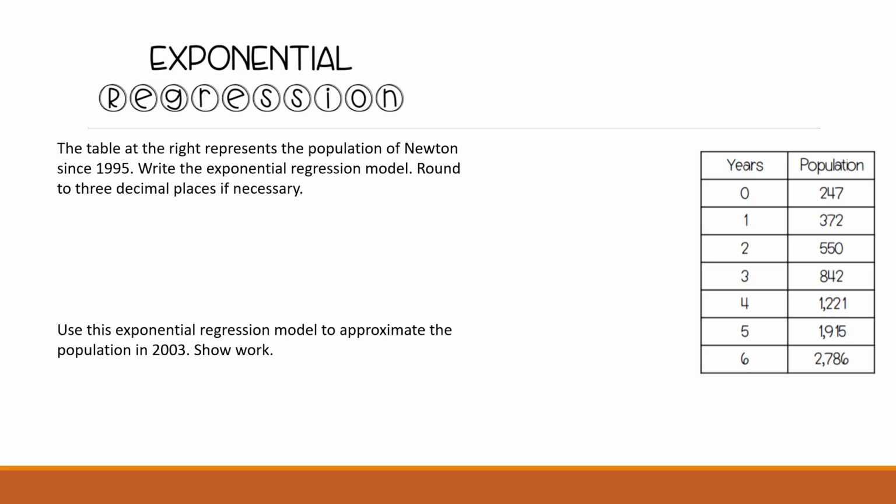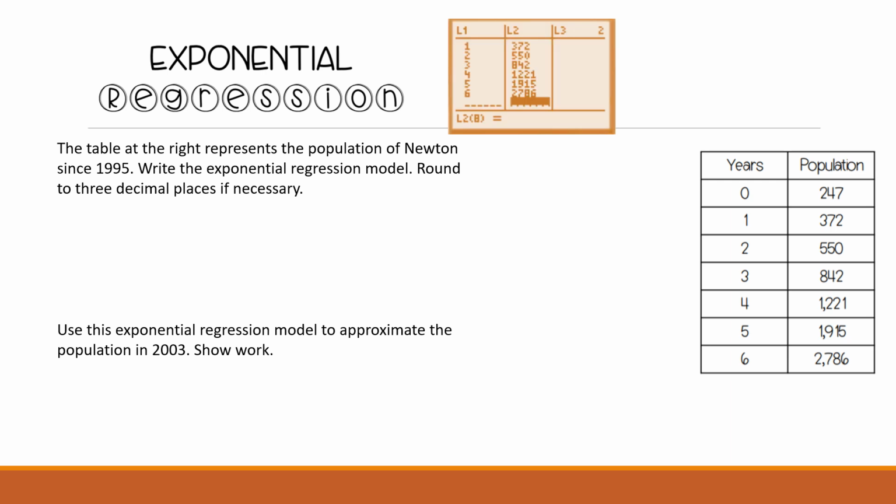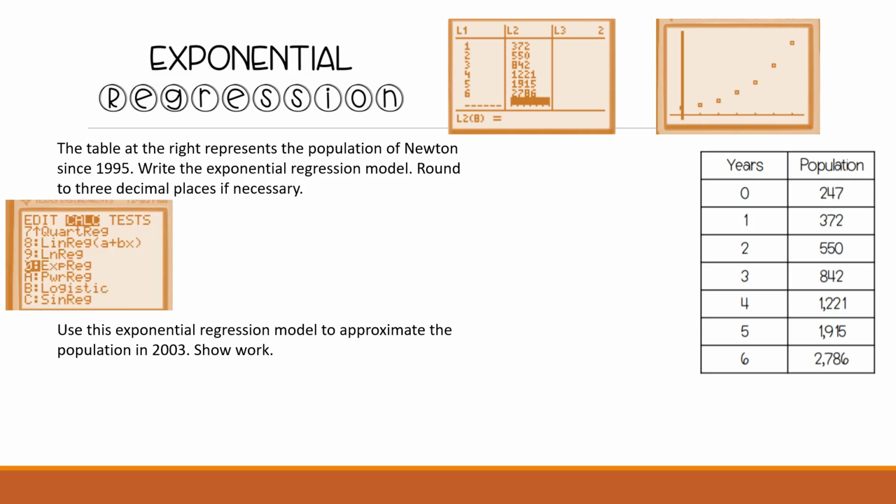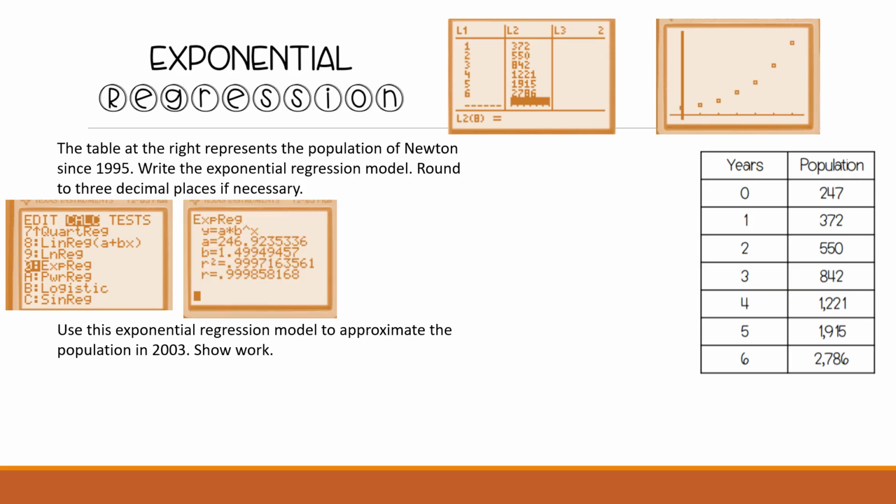Exponential regression again. The table at the right represents a population of newts since 1995. Write the exponential regression model, rounded to 3 decimal places if necessary. We need to put the years in list 1 and the population in list 2. As you can see right here, we can do a scatter plot and it does look exponential. We need to go back to stat, over to calculate, and find exponential regression. You're going to have to go down a bit. Push enter and then list 1, comma list 2. This is what comes up for exponential regression.